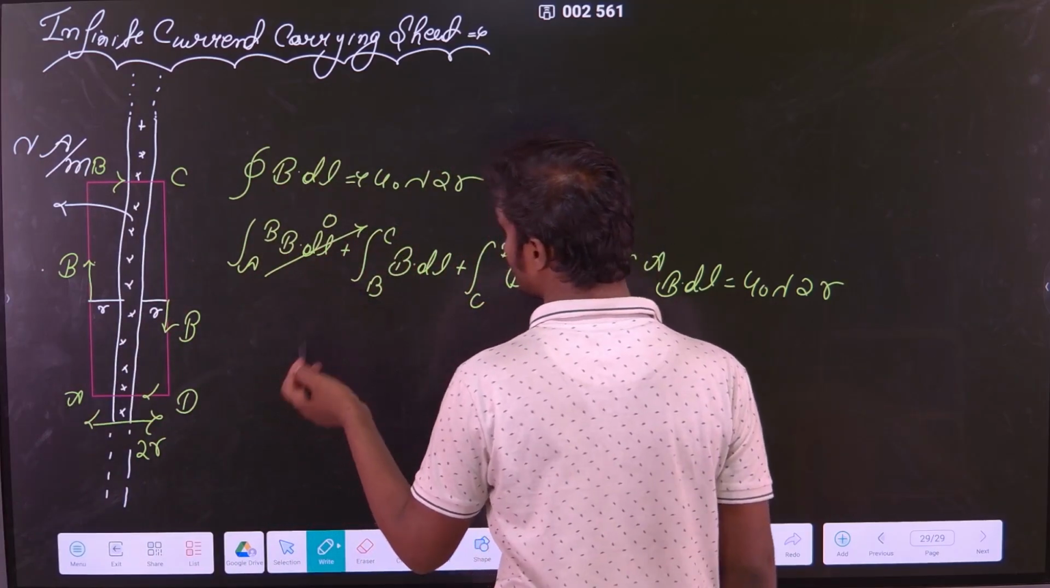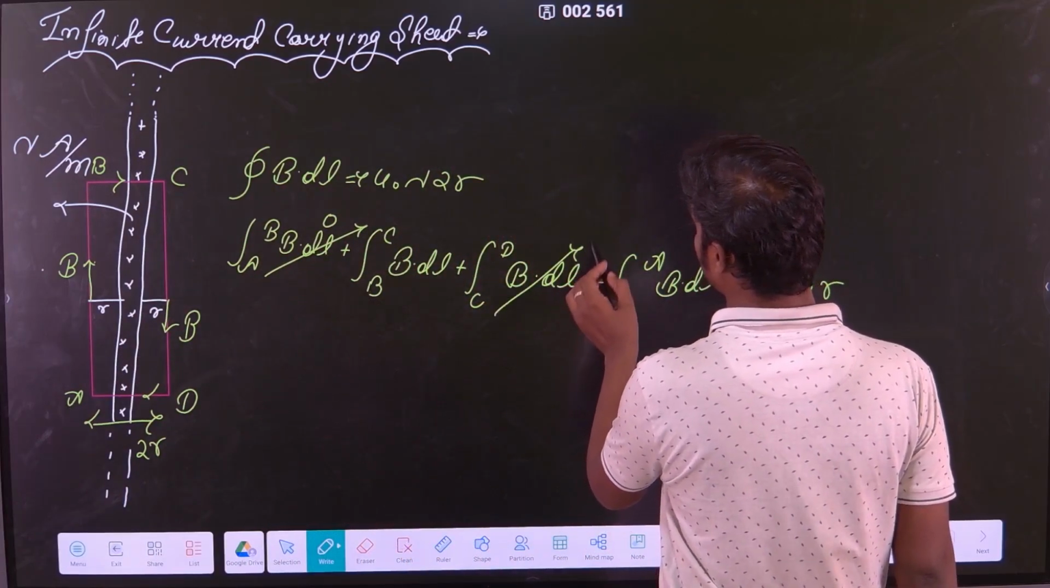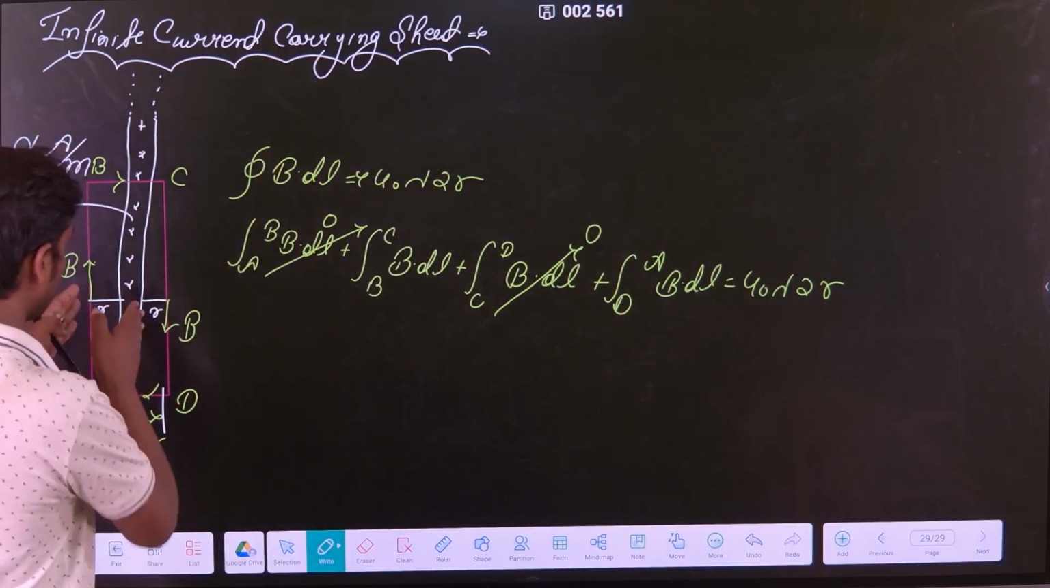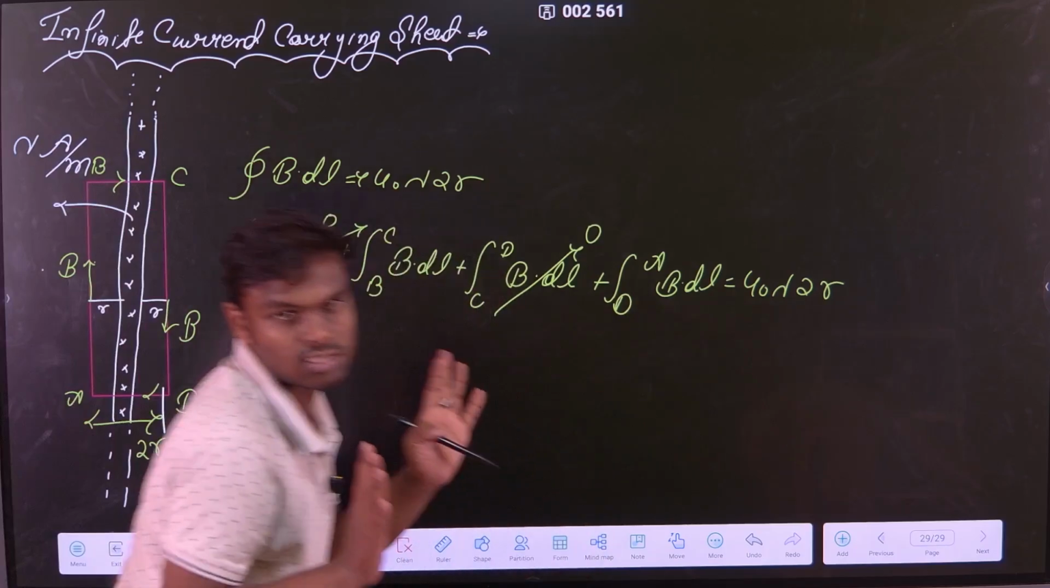That I can directly say by the geometry also. For these two surfaces you will get the net magnetic field as 0. You will get the net magnetic field in the horizontal direction only.